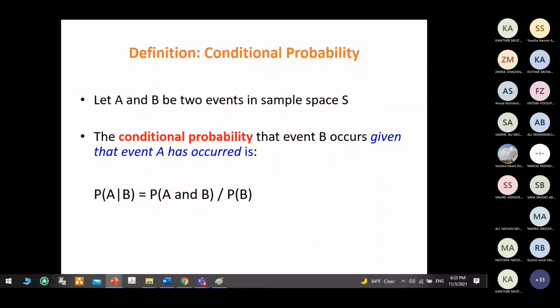Okay, conditional probability. If A and B are two events in a sample space, the conditional probability that event B occurs given that A has occurred is P of A and B divided by P of A. It means I have two events, and I want to find the probability of one of them in terms of a condition. The condition is that the second one occurred, right? The second one occurred, tell me the probability of this one. They are both in the same sample space. How can we find them?